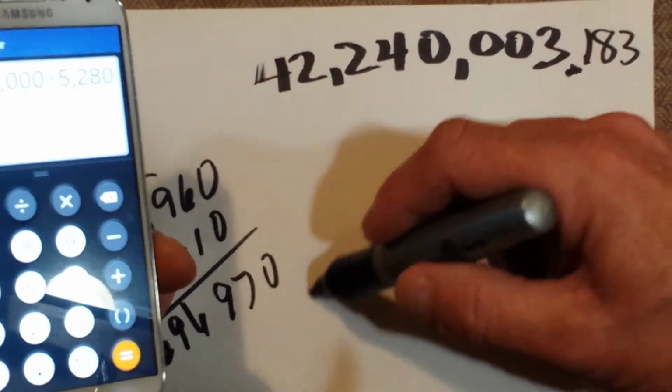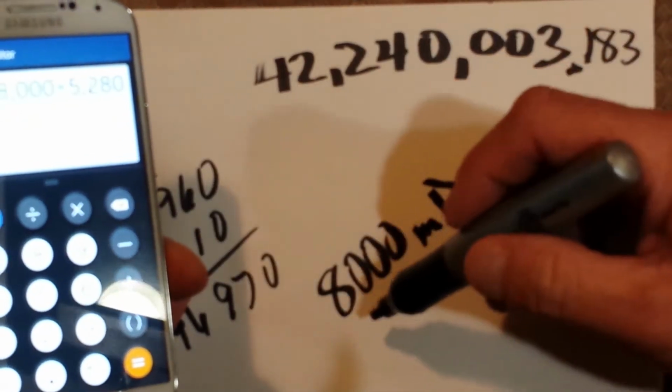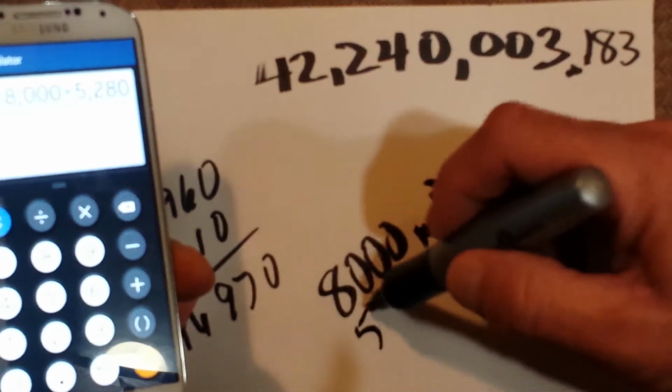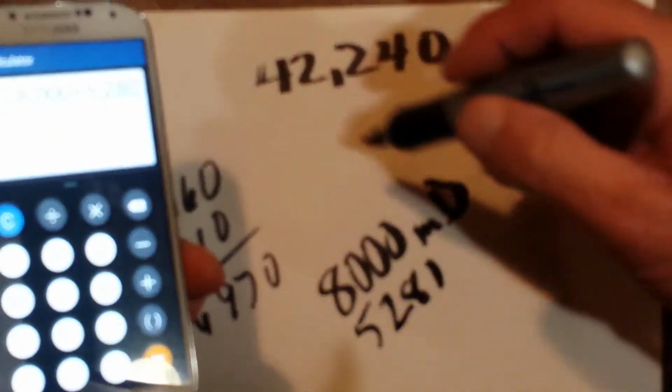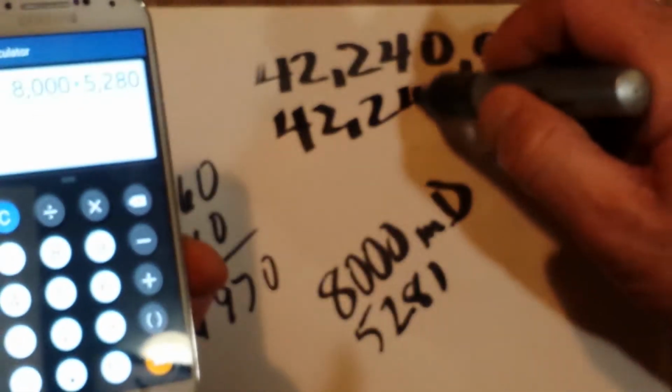You take your original 8,000 mile diameter times 5,280, and you get 42,240,000.